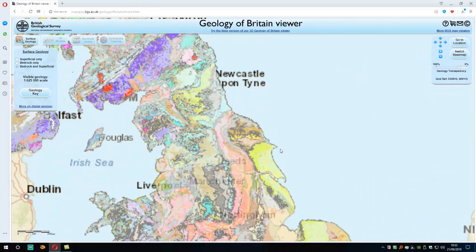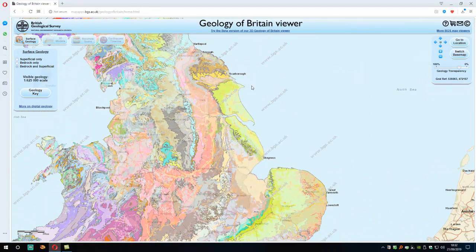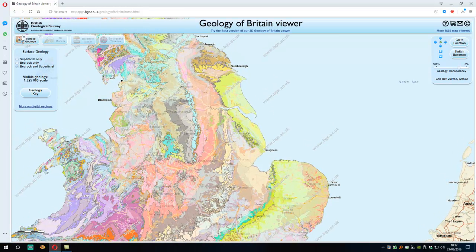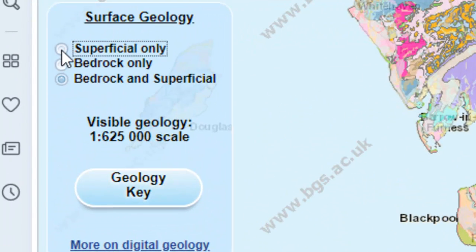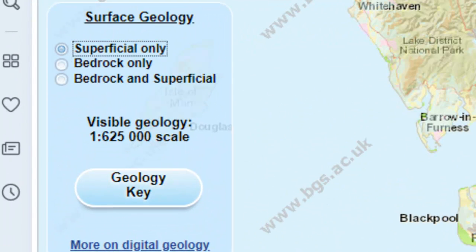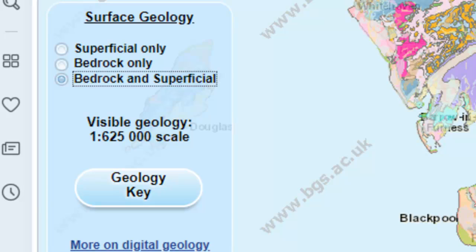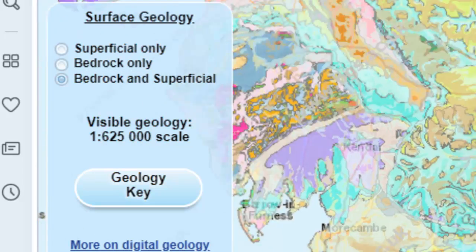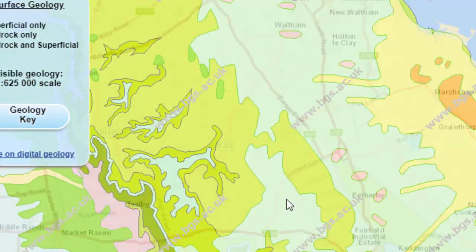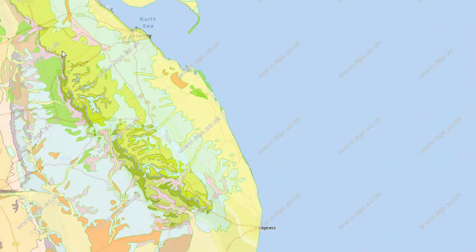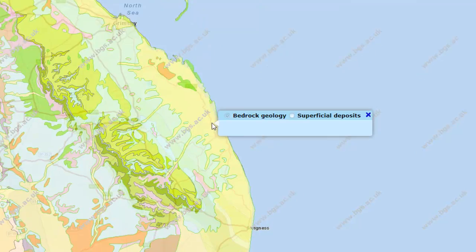So what I'm interested in really is our house that we live in. I'm wondering what it's sort of built on. This application, it's very clever. We can look at superficial rocks and stuff, bedrock only, and both the bedrock and the superficial, which is in there. So we're going to zoom in on this particular area here, which is the area of coastline where I live, and I'm going to just click on the map here.